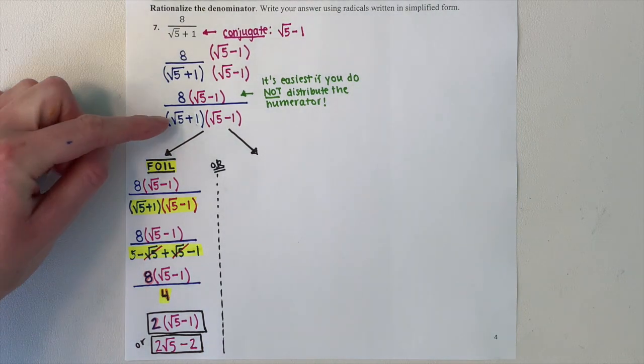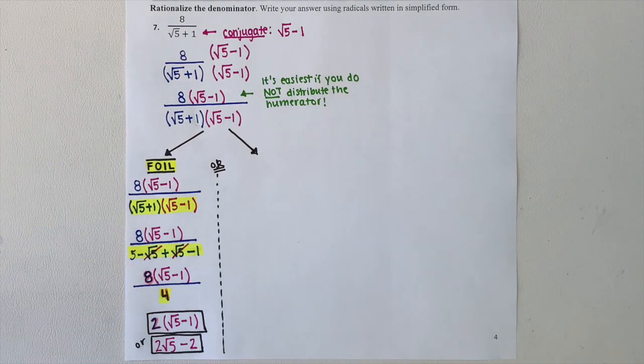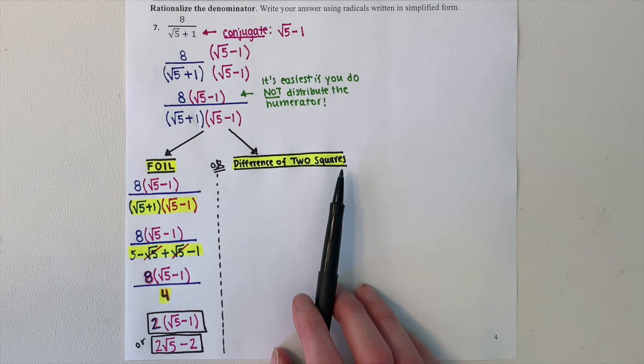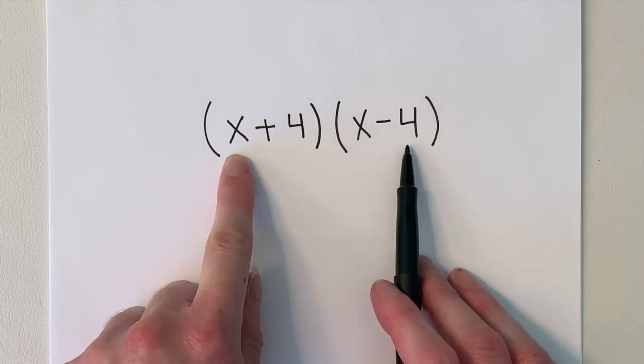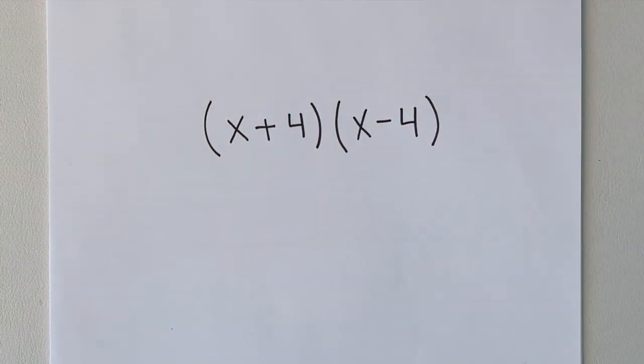Now, we saw that we can simplify this denominator by FOILing, but there is another approach we could have used to simplify this denominator. We could have instead used the difference of two squares formula. Let me quickly review the difference of two squares formula on a separate sheet of paper. We've learned that when you have two sets of parentheses that look identical, but one has a plus and one has a minus sign, you can use the difference of two squares formula.